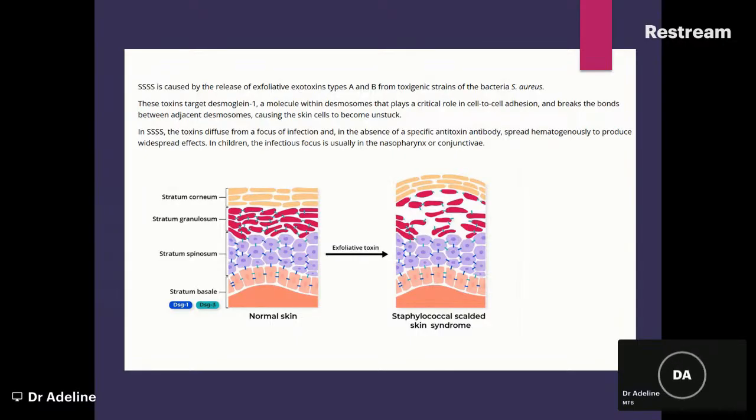In SSSS, the toxins diffuse from a focus of infection, and in the absence of a specific antitoxin antibody, they spread hematogenously to produce widespread effects. In children, the infectious focus is most commonly in the nasopharynx or the conjunctiva. This shows an example of normal skin, and when it's exposed to the exfoliative toxins, how it affects the desmosomes and becomes unstuck.